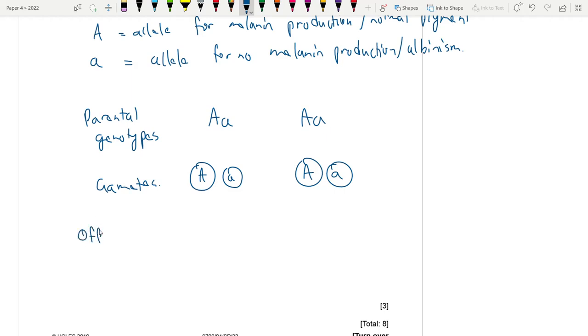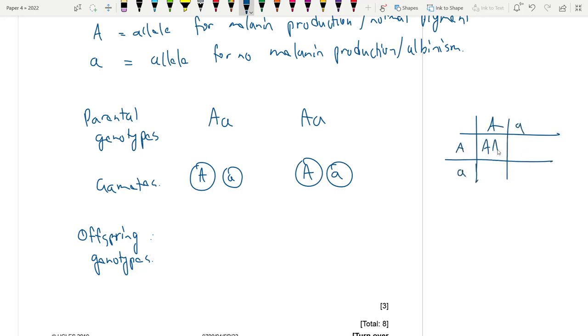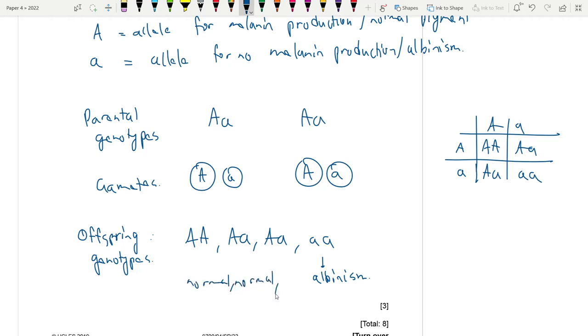Now let's go for the offspring genotypes, right? Where this is gonna be. We used a Punnett square. I end up with this, right? So this is our child with albinism. Okay, you just need to identify that. This is how it's possible. The other ones are normal, normal, normal. Okay, so that's all.